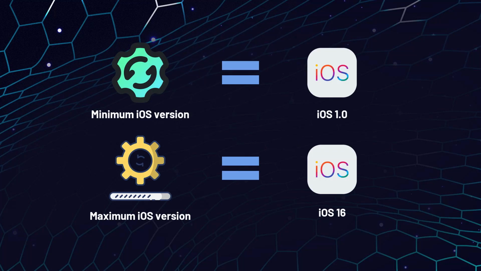Minimum iOS version is iOS 1.0, released on June 29, 2007. It was the first version of iOS. For 2023, the latest version of iOS is iOS 16.